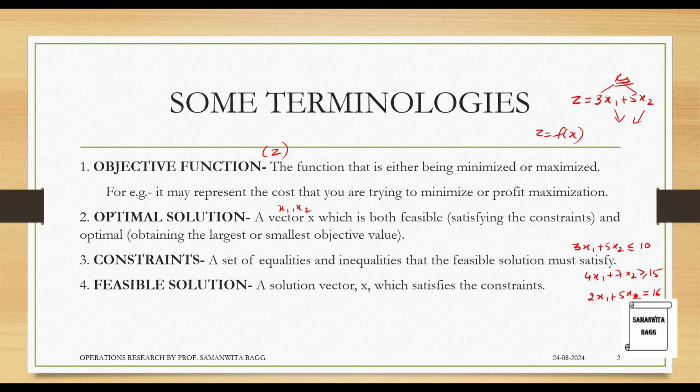Feasible solution: a solution vector x which satisfies the constraints. So if you have a particular vector x which is going to satisfy your constraints, then we call it a feasible solution.